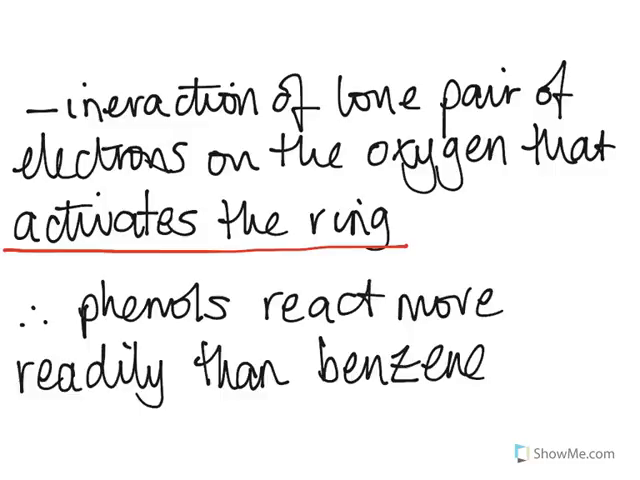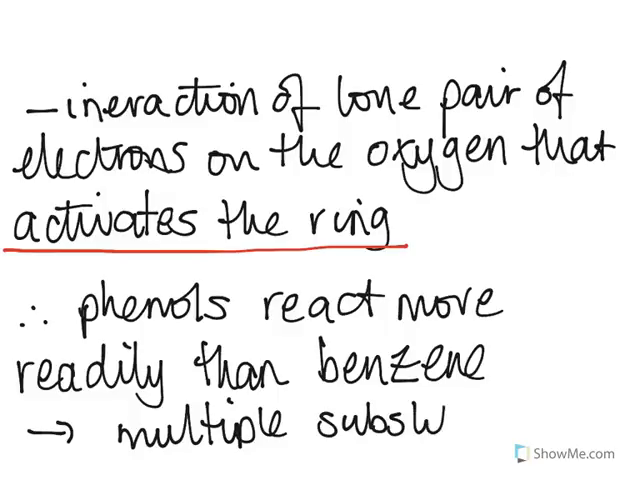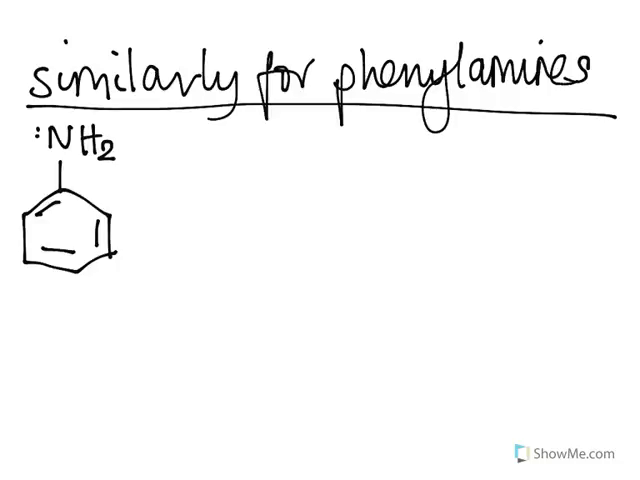And indeed, sometimes we see them substituted in more than one position. So we will see multiple substitutions depending on what the reaction conditions are that we use. We also find a similar process going on for phenyl amines, where the lone pair in the nitrogen can activate the ring in quite a similar way, making it more reactive and more susceptible to multiple substitutions and substitutions in those positions.